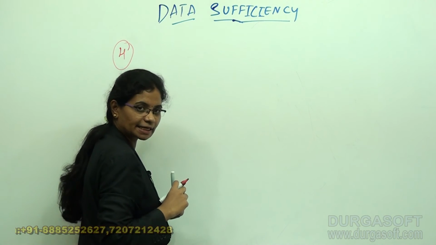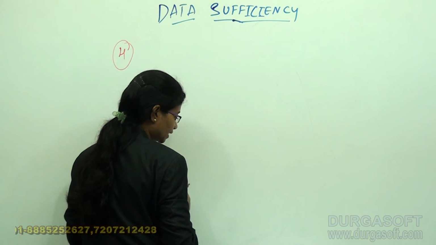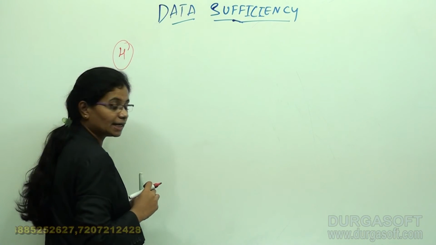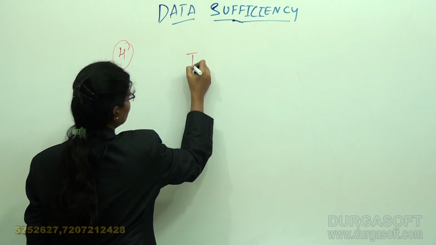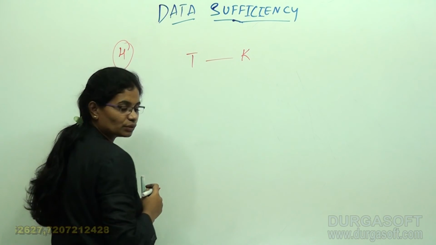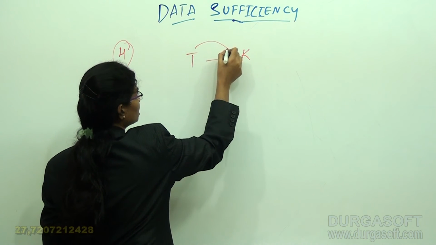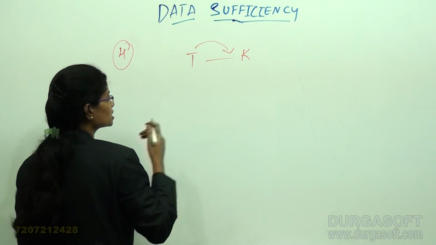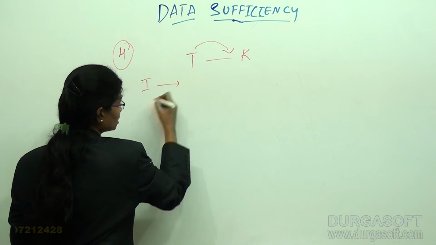Next question is again from blood relations. We are finding how T is related to K. We should know the relationship between T and K. This is the question. Let's see the statements.